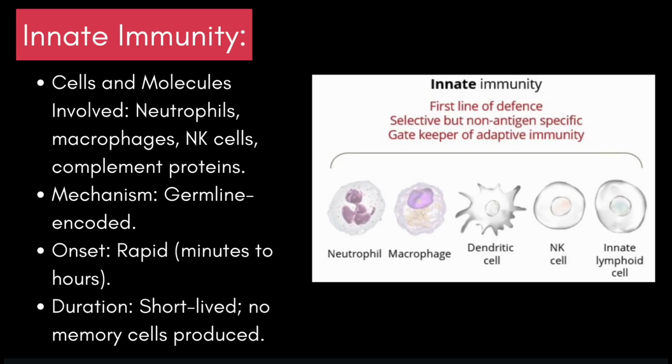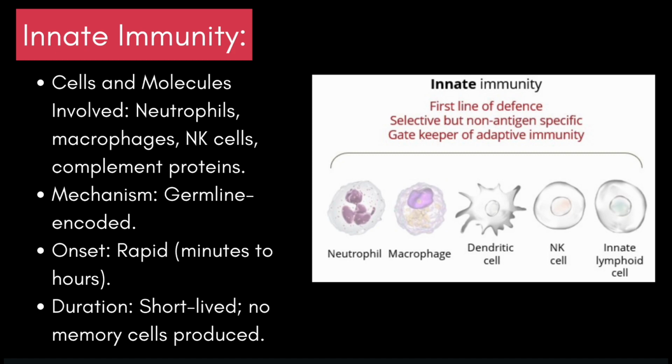Today I'd like to start off talking about innate immunity. The main cells and molecules involved in innate immunity include neutrophils, macrophages, natural killer cells, complement proteins, and as you can see on the picture, dendritic cells and innate lymphoid cells. The main mechanism of innate immunity centers along the germline encoded process. The onset of innate immunity is rapid, usually takes minutes to hours.